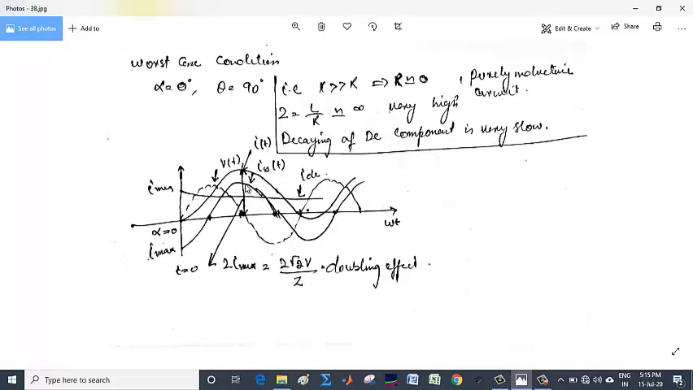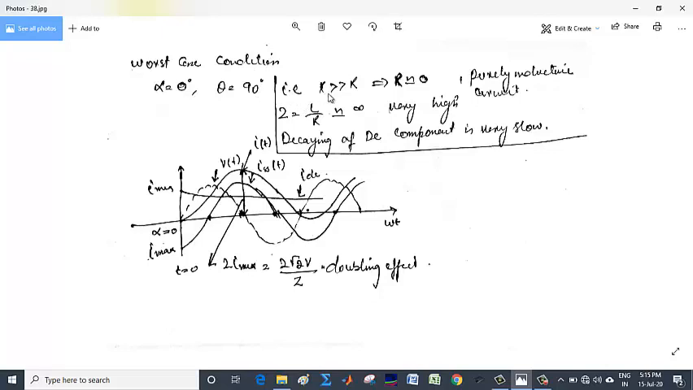Now coming to the worst case condition which we have discussed earlier, in that case we assume the doubling effect. When the worst case condition is taken, it means alpha is equal to 0 and theta is equal to 90 degrees.